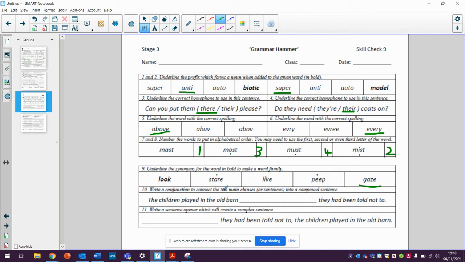Write a conjunction to connect the two main clauses. So the children played in the old barn. They had been told not to. I would have written something like, but they had been told not to.